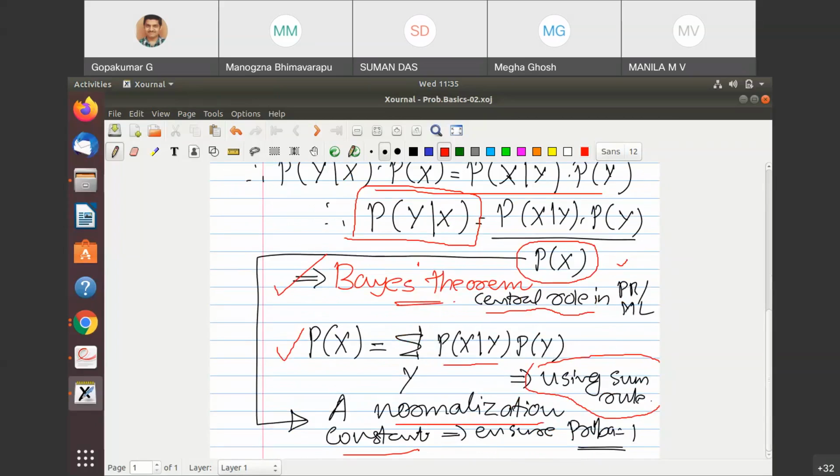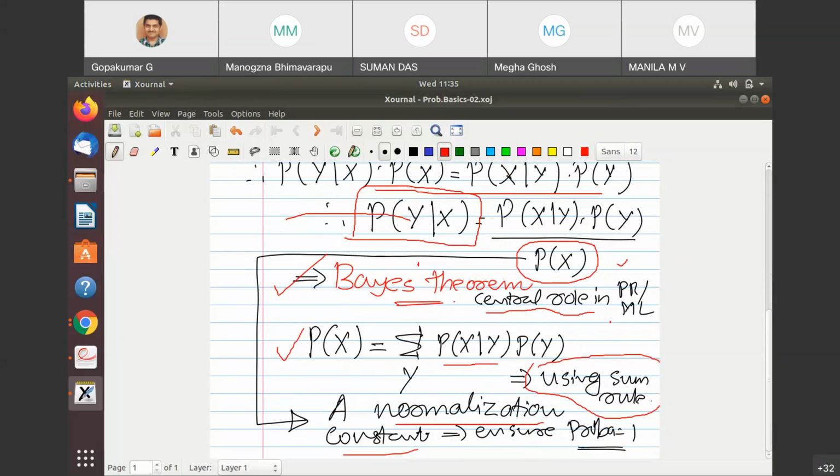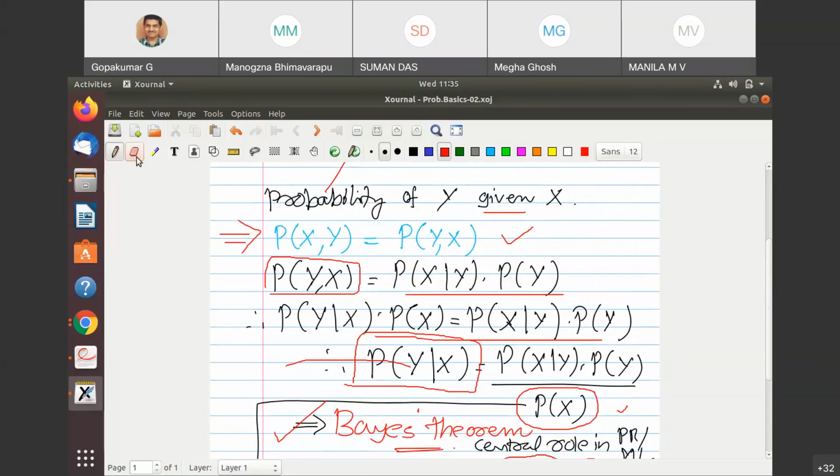So that is to ensure that the total probability is going to be one. Because here, given a particular x, we are summing over different values of y. So in such cases the total probability must be one. In order to ensure that we have this denominator, which is placed like a normalization constant. So that is the significance of Bayes theorem and related things.